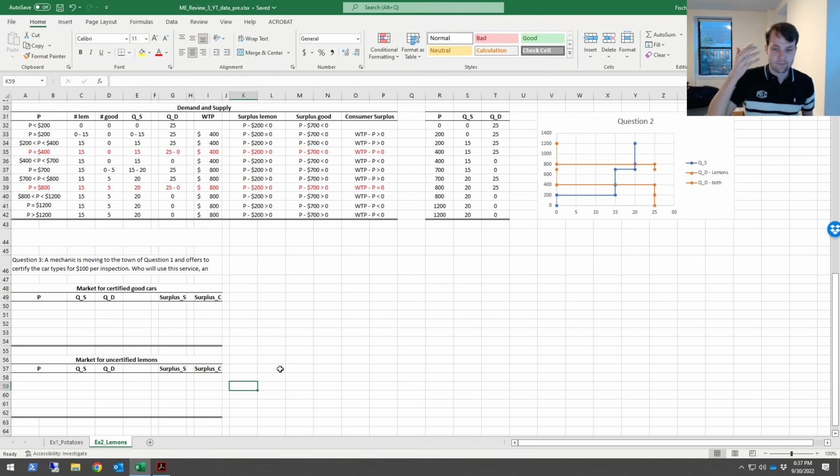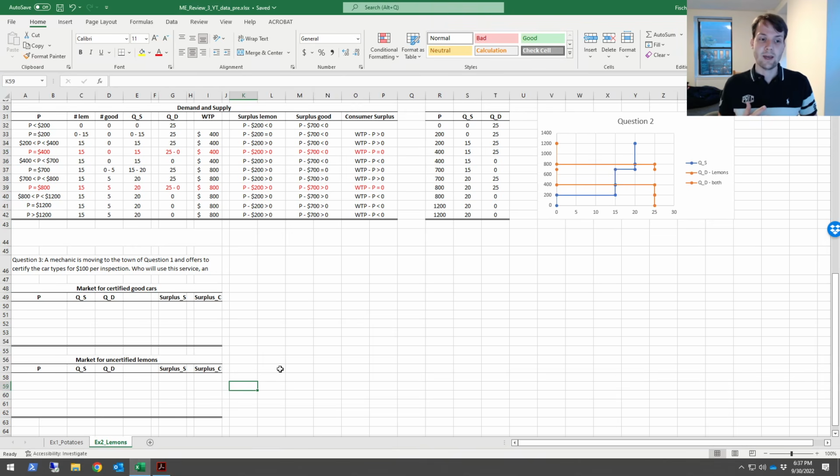Why? The reasoning is simple. Since the certification reveals the type of the car, we're going to assume that the mechanic can figure this out and actually reports truthfully. If a lemon owner who knows that they're owning a lemon gets a certification, it's going to say this is a lemon. So they really don't have any incentive to do that. The only people who have an incentive to do this are the ones that own good used cars, right?